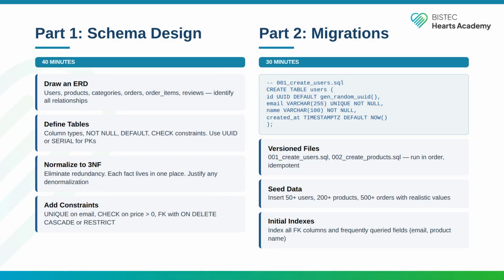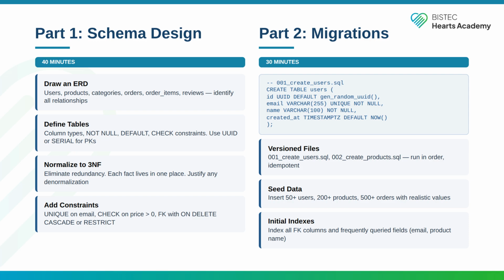Part 1 is schema design, and you have about 40 minutes. Start by drawing an ERD, an entity relationship diagram. Identify your entities: users, products, categories, orders, order items, and reviews. Then draw the relationships between them. Users place orders. Orders contain order items. Order items reference products. Products belong to categories. This is many-to-many, so you need a junction table. Users write reviews on products.